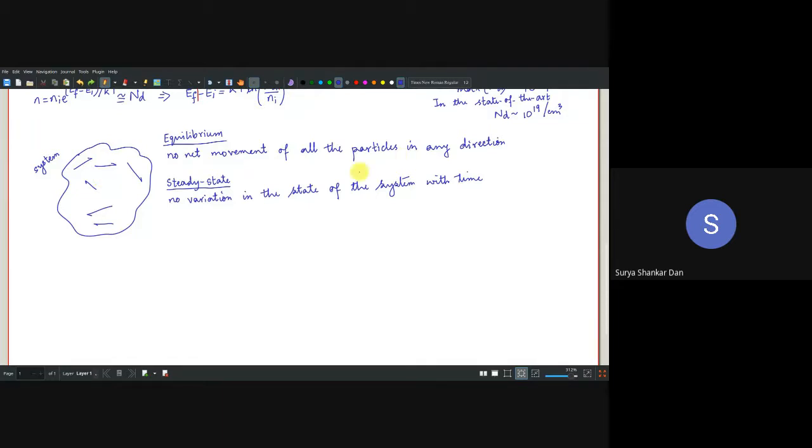So the conclusion, number one: every equilibrium state is always a steady state. Equilibrium state is steady state. Understood? However, every steady state is not an equilibrium. Why?